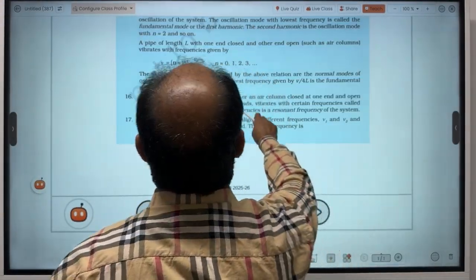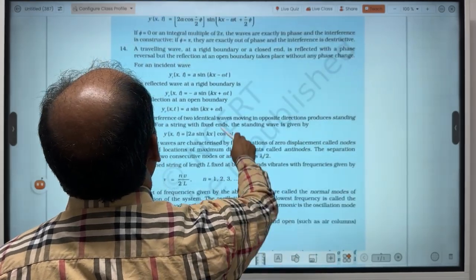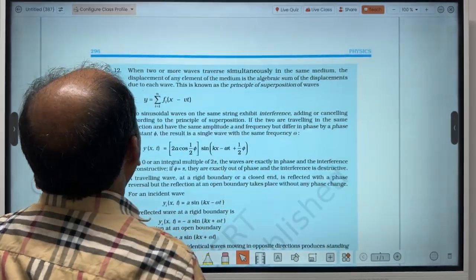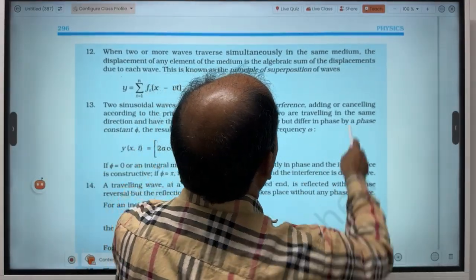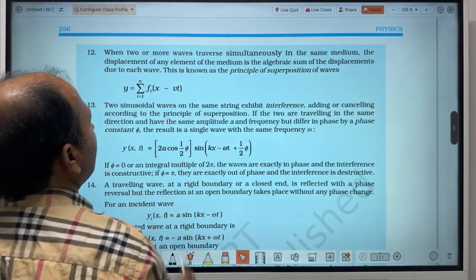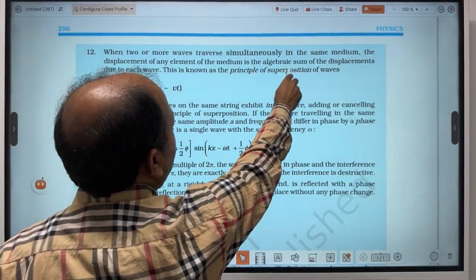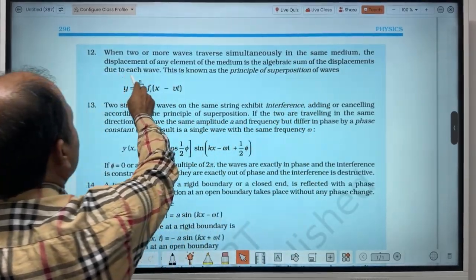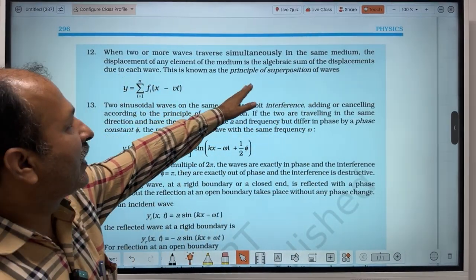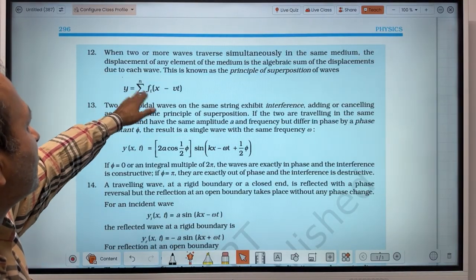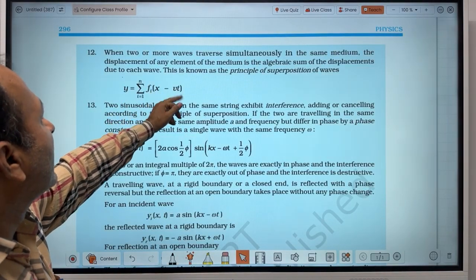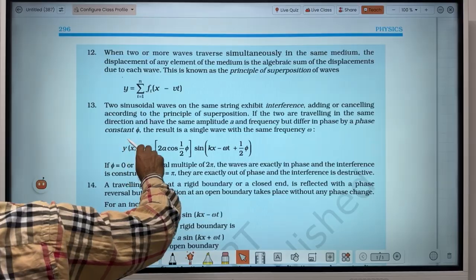Now the next point is, when two or more waves traverse simultaneously in the same direction, the displacement of any element of the medium is the algebraic sum of the displacements due to each wave. This is known as the principle of superposition of waves. So y can be written as the sum over i up to n of f_i(x − vt).